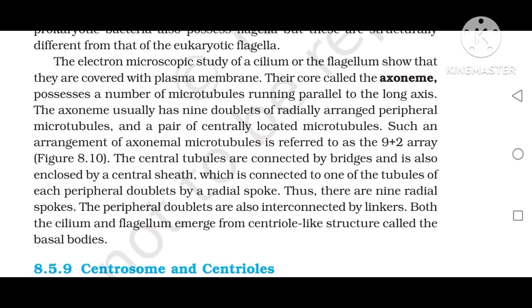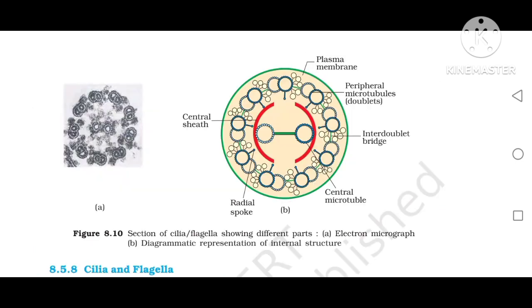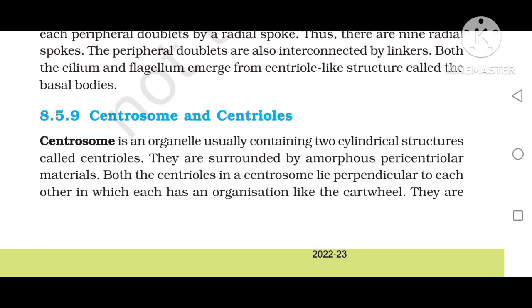Figure 8.10. Section of cilia and flagella showing different parts. A. Electron microscope. B. Diagrammatic representation of internal structure. Plasma membrane, peripheral microtubules, duplets, interduplet bridge, central microtubules, radial spokes, central sheet.